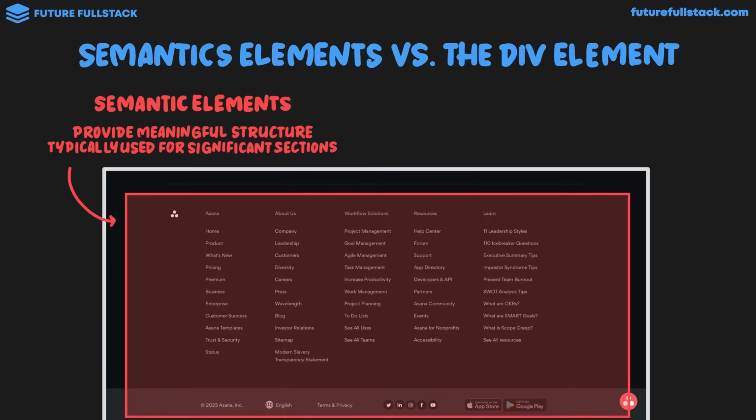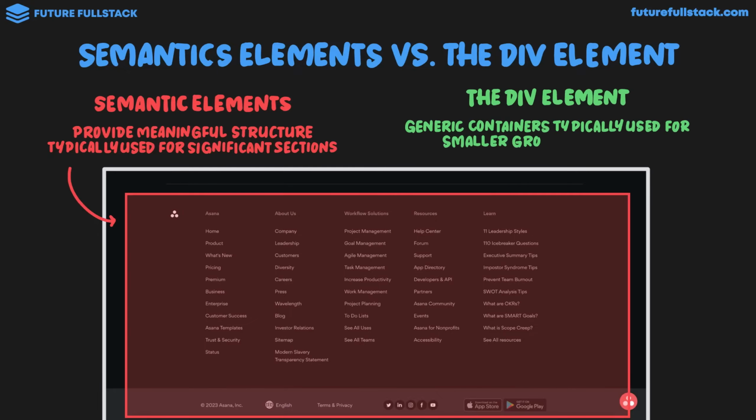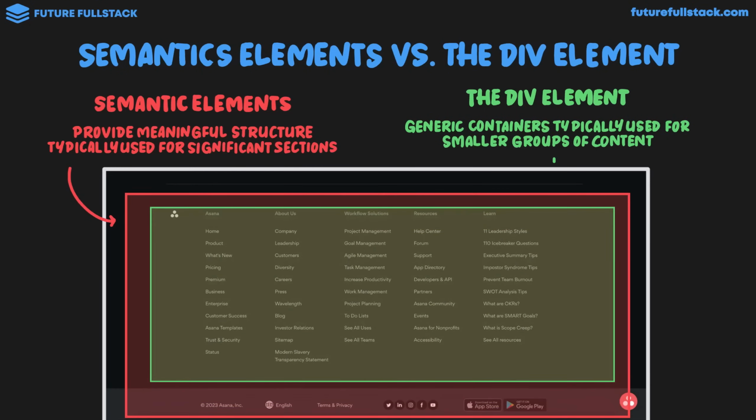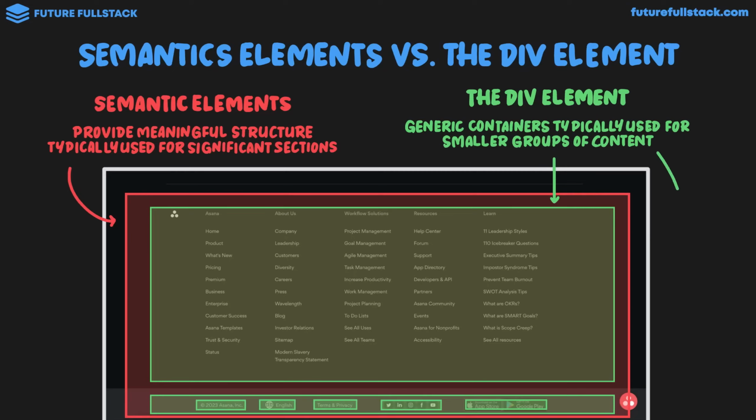On the other hand, the div element is a generic container typically used for smaller groups of content. For example, to group all the links, we could use a div element. We could also use a div element at the bottom to group all of this content together. And we can also use more divs inside this div, grouping things like the social media icons. So don't just throw away the div element, it still is really important, as we're often going to want to group smaller sections of content, where using a semantic element just wouldn't make sense.